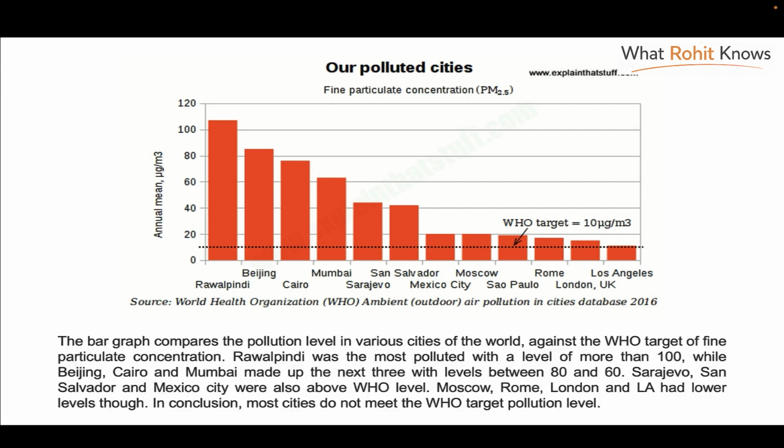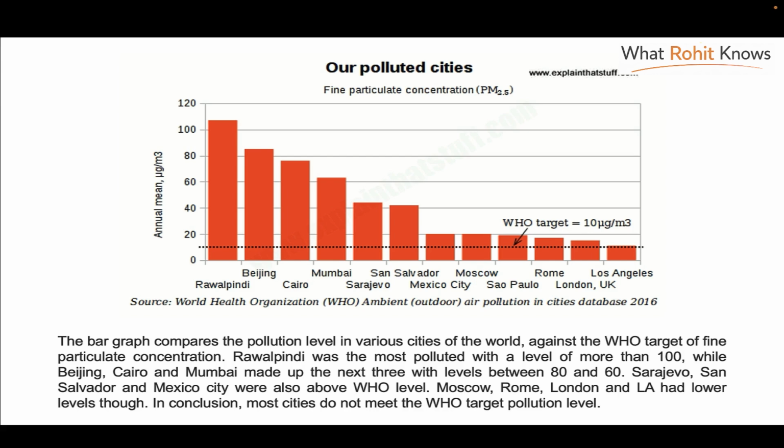Here's a sample response. The bar graph compares the pollution level in various cities of the world against the WHO target of fine particulate concentration. Rawalpindi was the most polluted with a level of more than 100, while Beijing, Cairo, and Mumbai made up the next three with levels between 80 and 60. Sarajevo, San Salvador, and Mexico City were also above WHO level. Moscow, Rome, London, and LA had lower levels though. In conclusion, most cities do not meet the WHO target pollution level.